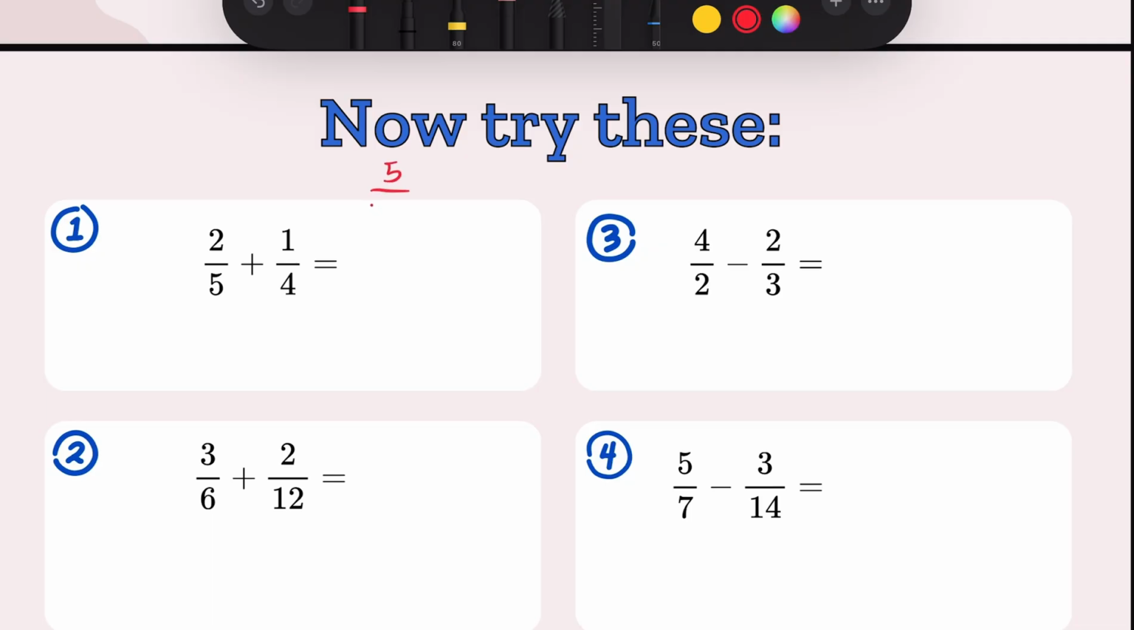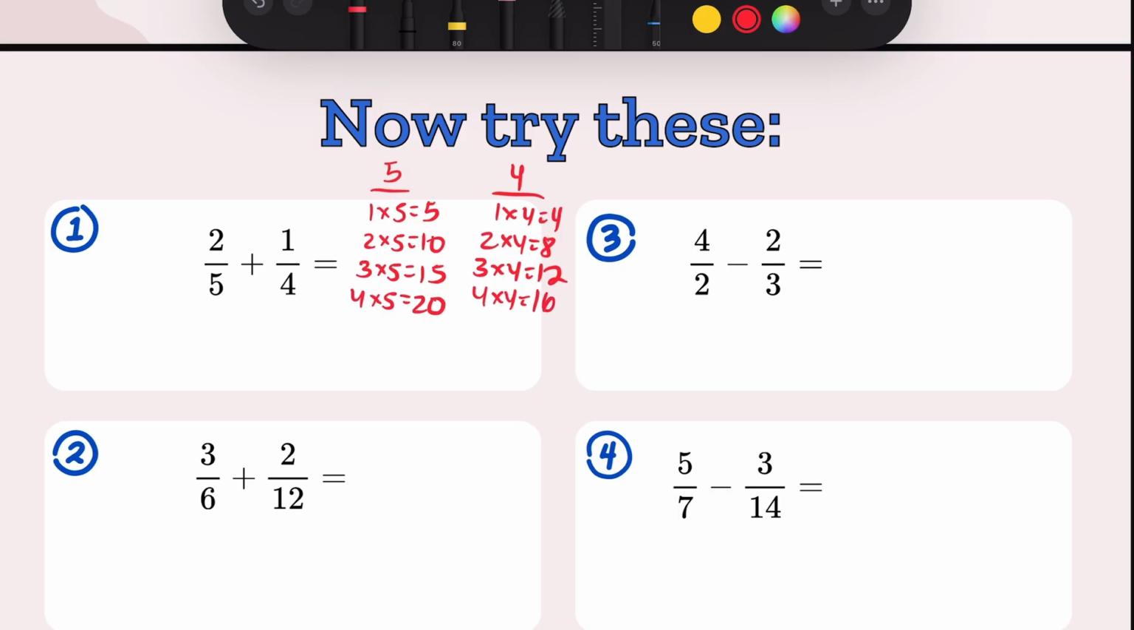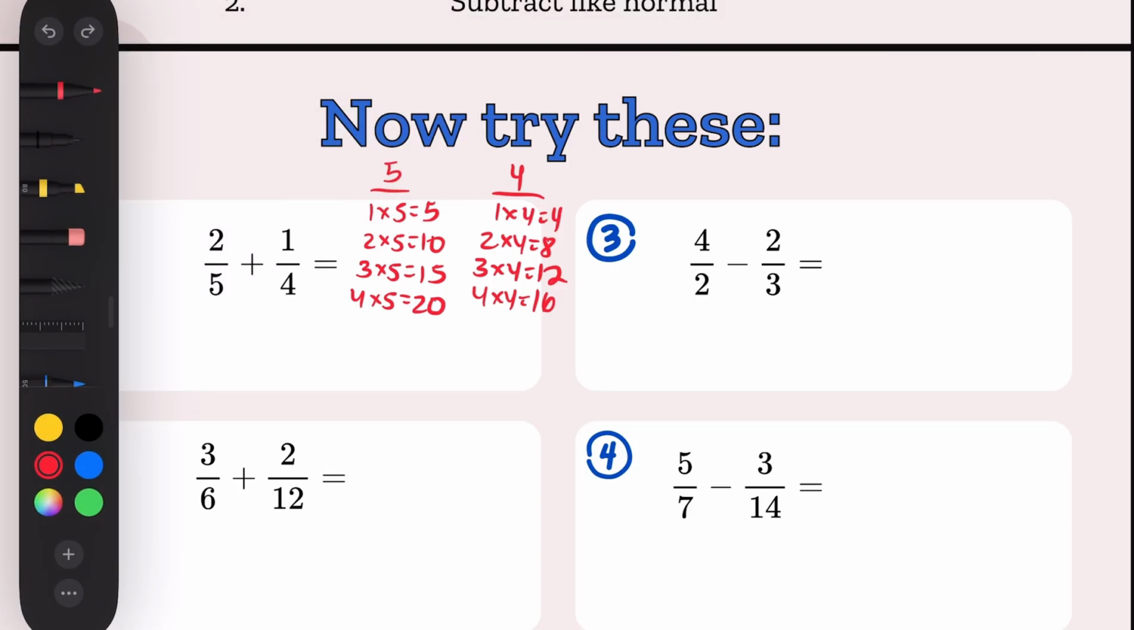Let's write our multiples of 5. 1 times 5 equals 5. 2 times 5 equals 10. 3 times 5 equals 15. And 4 times 5 equals 20. Now 4, 1 times 4 equals 4. 2 times 4 equals 8. 3 times 4 equals 12. 4 times 4 equals 16. We still haven't found that least common multiple, so I'm going to keep going. 5 times 4 equals 20, and like that, I found my least common multiple.